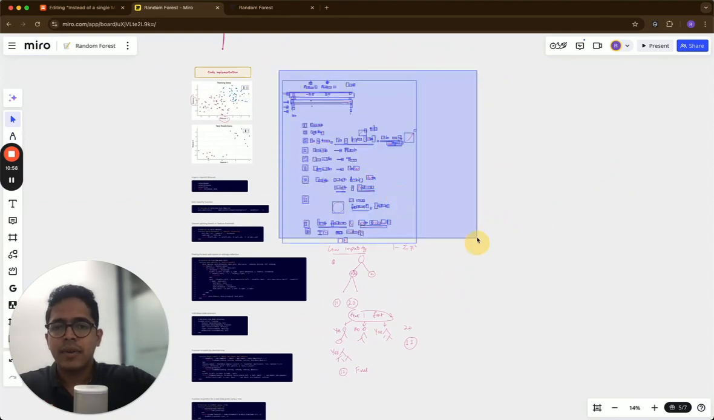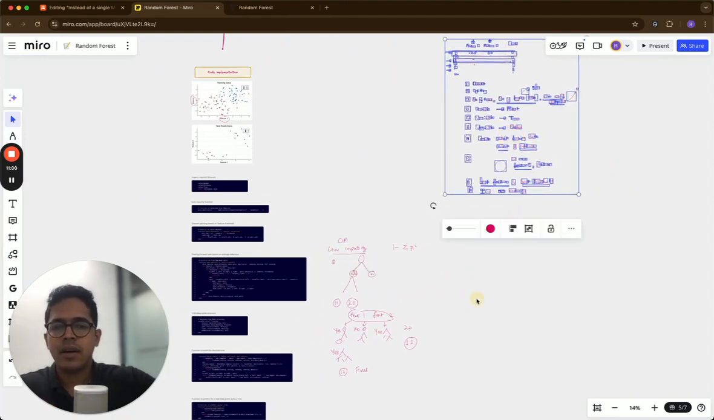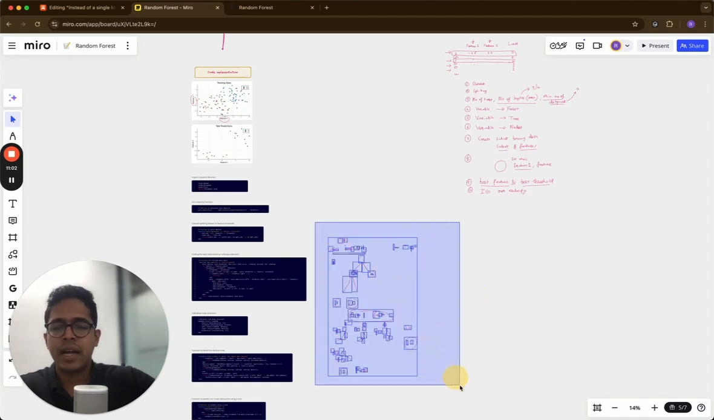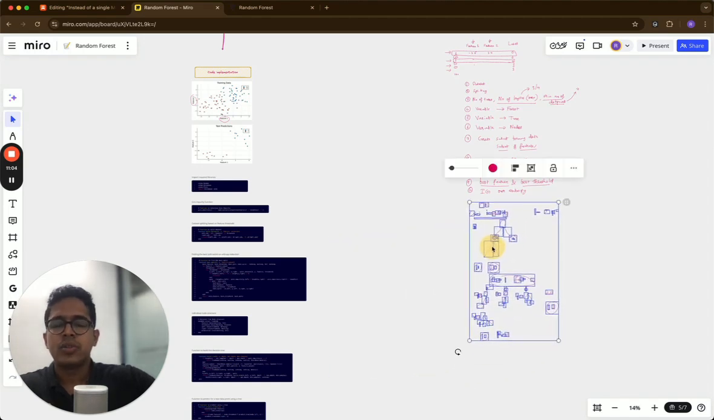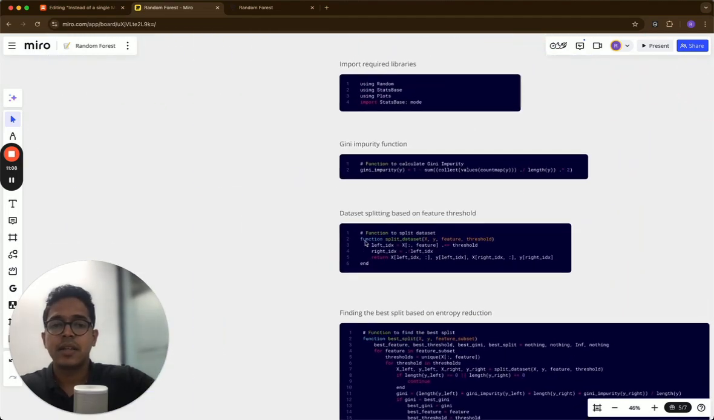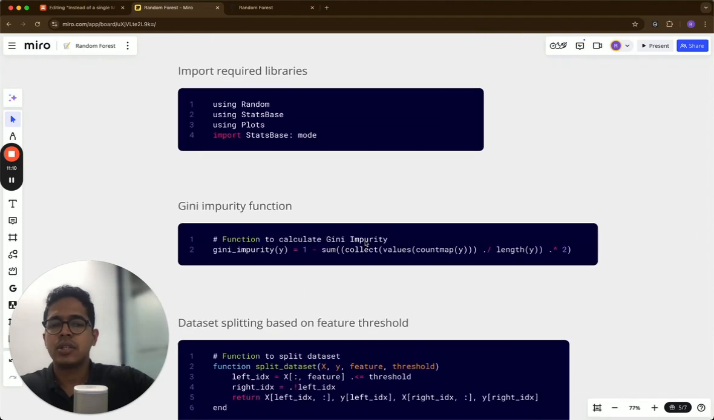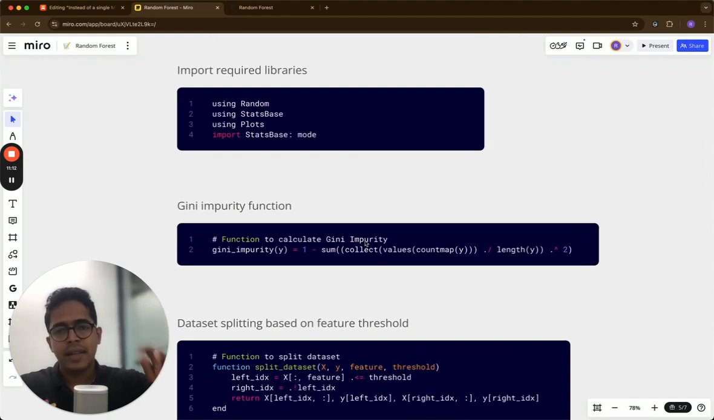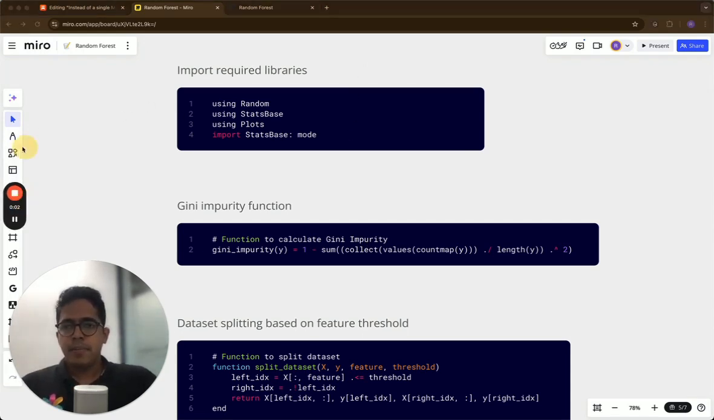In order to save time, I have already written the code. I have tested it. It's working perfectly well. So what I'm going to do is split the code into meaningful chunks, and I'll be walking you through these chunks one by one. Then we can write this whole thing in Julia, run it, and analyze the results. All right. So first we import certain required libraries.